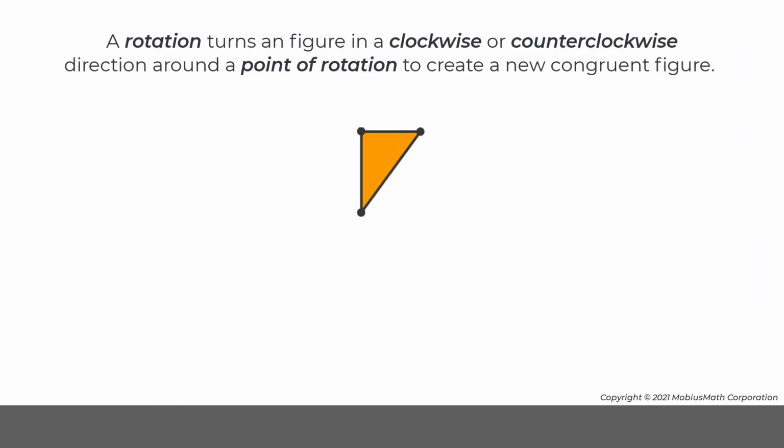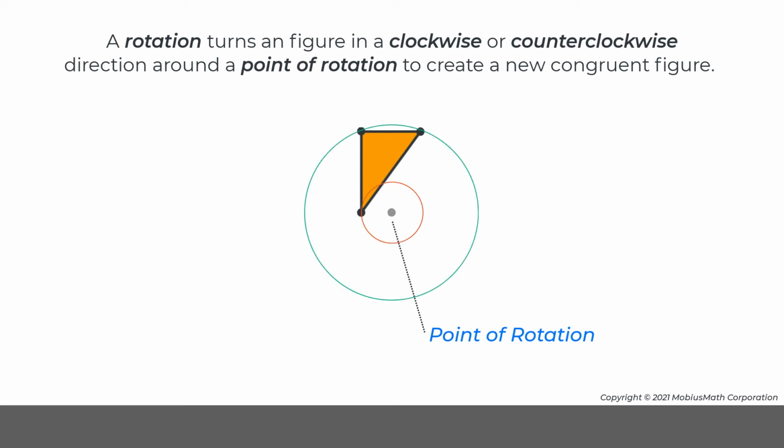A rotation turns a figure in a clockwise or counterclockwise direction around a point of rotation to create a new congruent figure. Rotations are measured in the number of degrees of the turn. Circles can be drawn with the point of rotation at the center and each vertex of the figure on a circle. Then, each vertex rotates a given number of degrees around a point of rotation in a specified direction. Next, the sides of the rotated figure can be drawn. Note: rotating a figure generates a new figure that is congruent to the original.